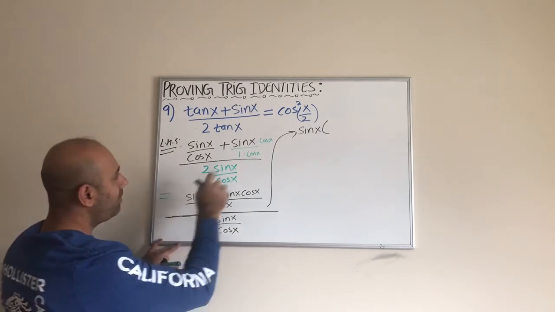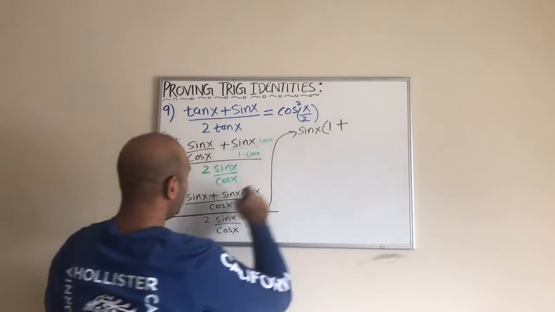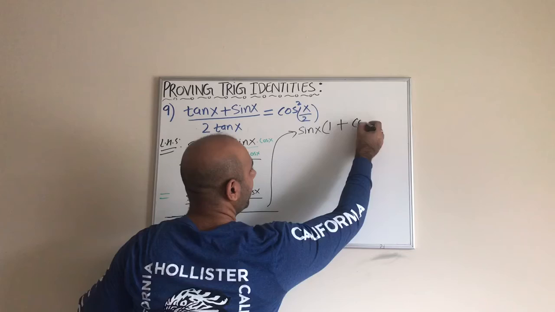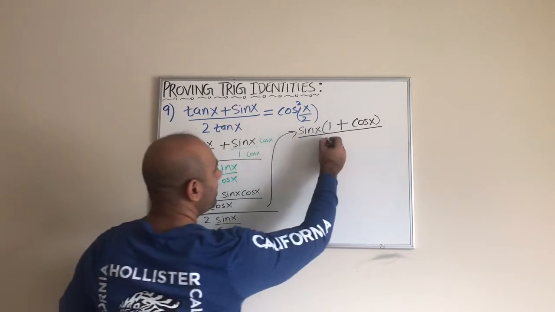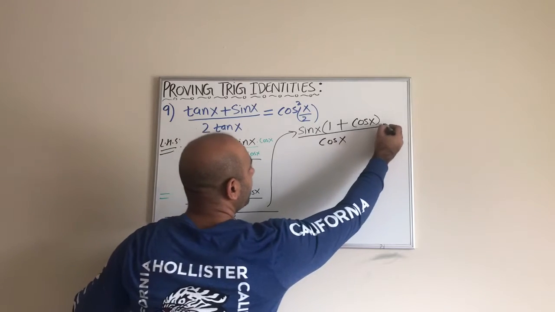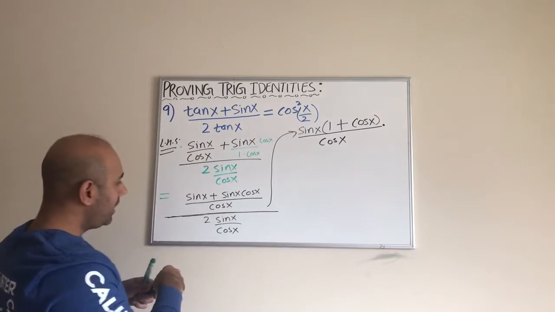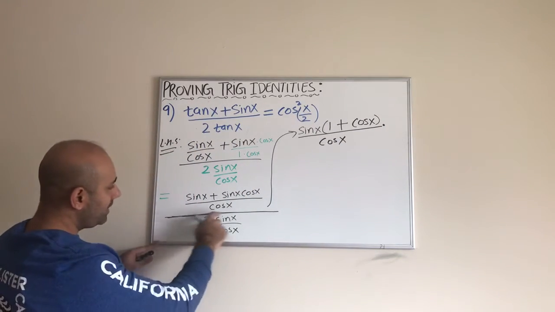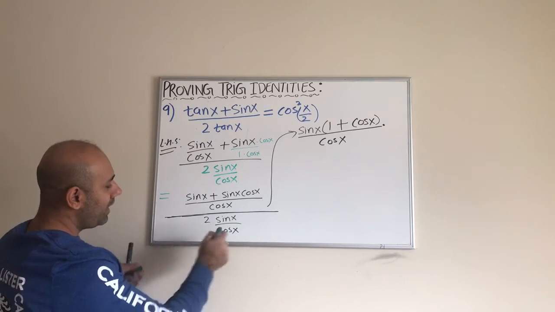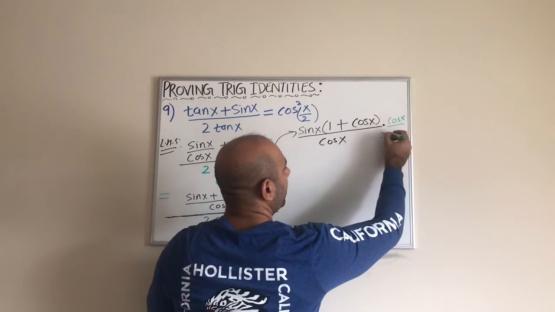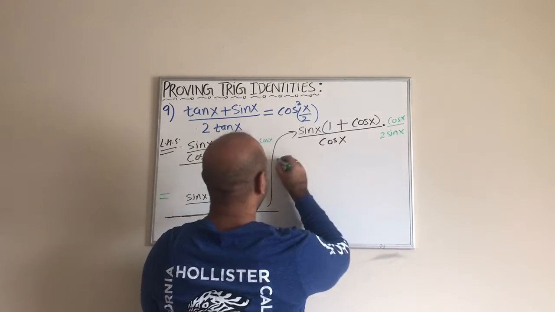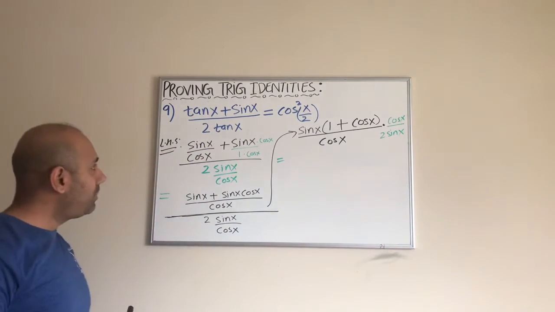So from here, I will be left with only 1 plus, and then from here, I will be left with cosine x. I'm just taking out the greatest common factor. Then I have a cosine x downstairs, then times. When I change this to times, this cosine x goes up, and then I have 2 sine x downstairs. Okay, we already know how that works, how when you change that division to a multiplication.